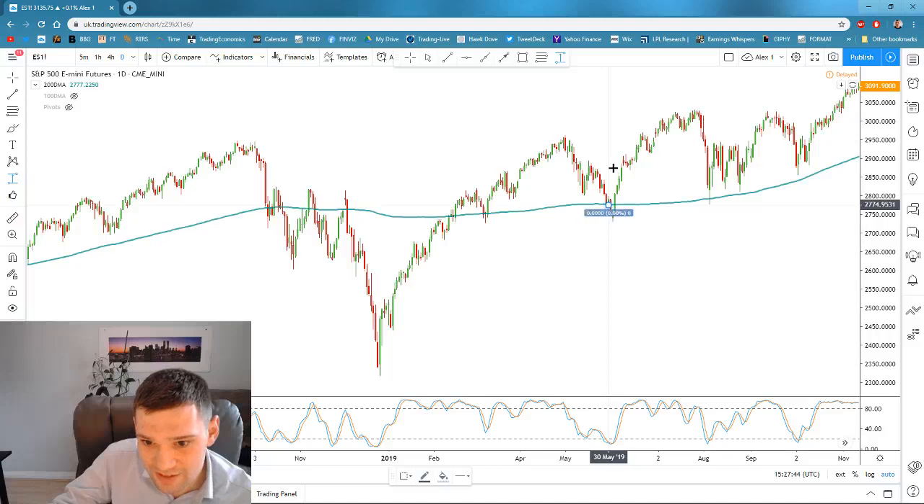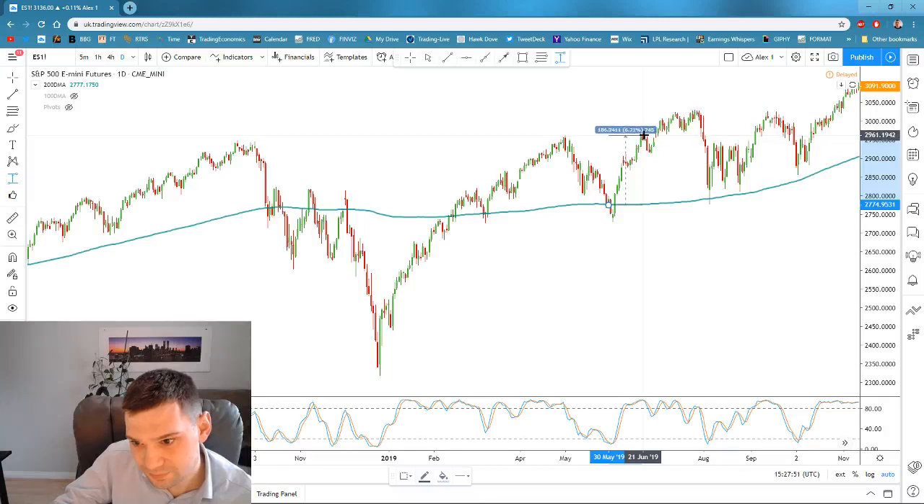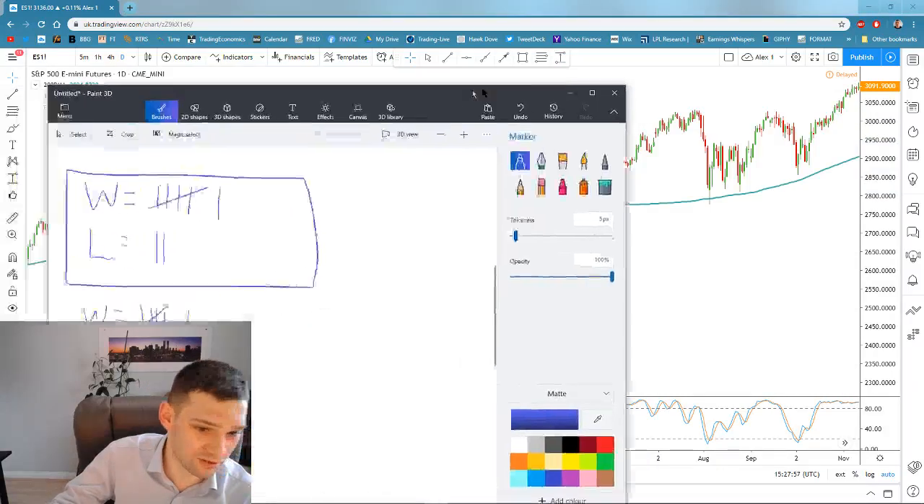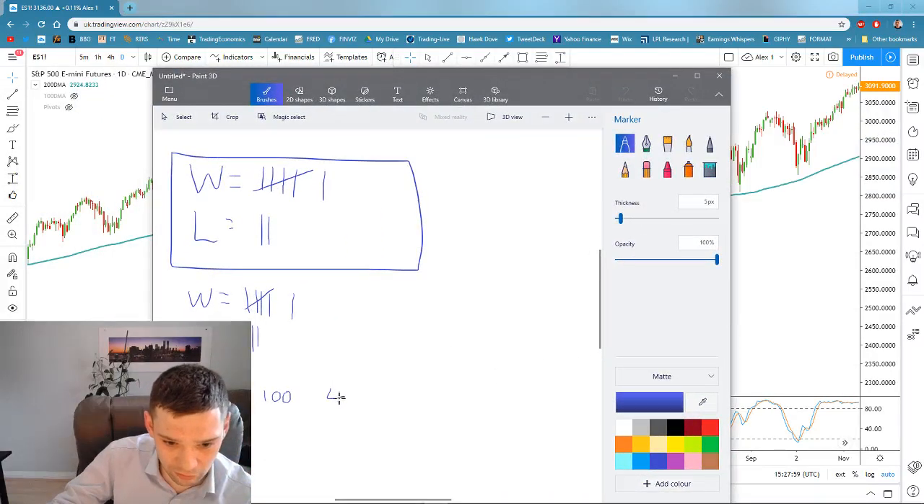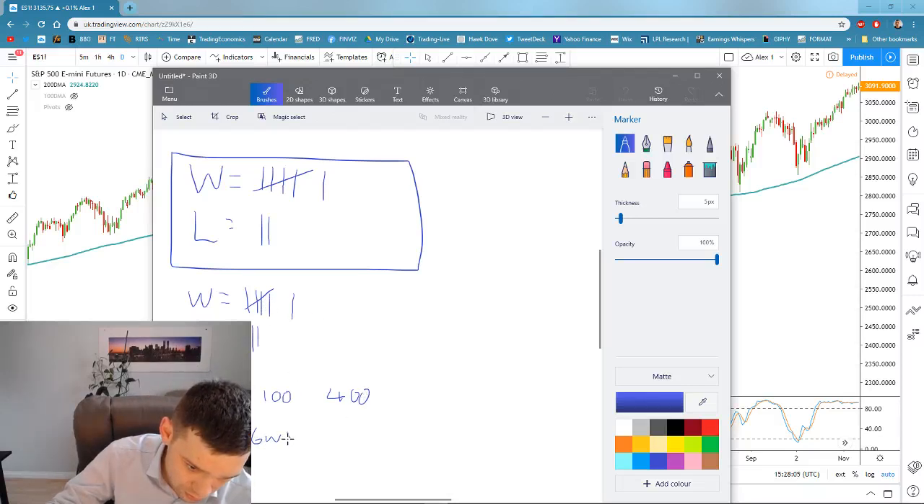So our exit strategy would have been, we were risking sort of what, 20 points, sorry, for 80 points, 4 to 1. So then we've got 4 to 1. So we're risking 100, making 400. So then over those 8 trades, we got 6 winners, 2 losses. So we've got 6 times 400, and we got 2 times 100.